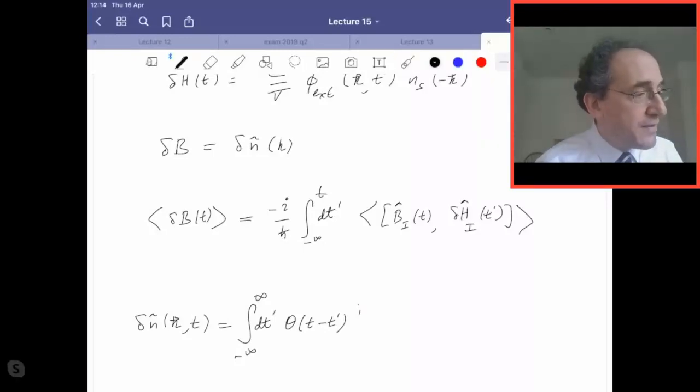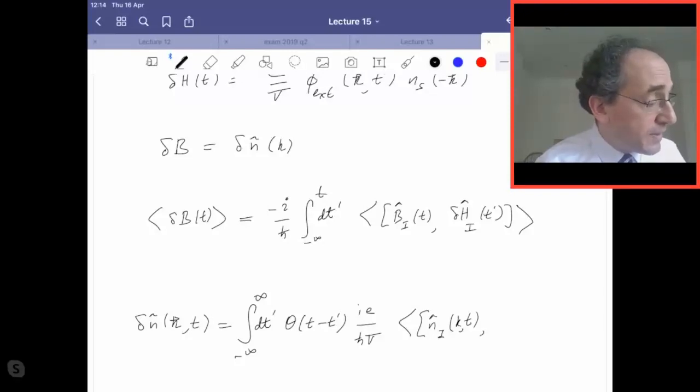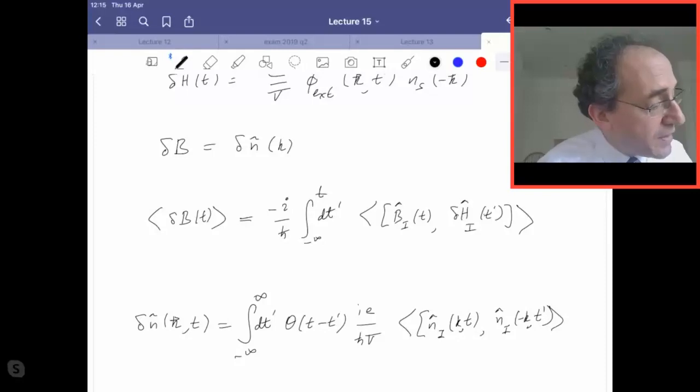Then we have i e over h bar times the volume of the system, and what we're interested in calculating is the commutator of n hat I of k and t, all in the interaction representation, and n hat I of minus k and t prime. And that gets multiplied by psi external.